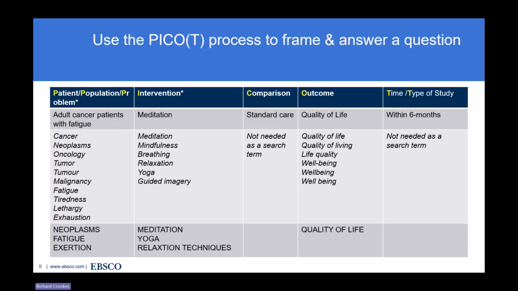Standard care, not needed as a search term. You could almost second guess that it's implied when you look at an intervention like meditation. It will be compared to the traditional care, if you like. And then the outcome, quality of life, that could be rendered as quality of living, life quality, well-being, and that could be either as 2 words, hyphenated, or 1 word, and related terms. And then type of study, again, we won't search specifically within this particular time frame, of course, but if it's a type of study, we could factor that into it.